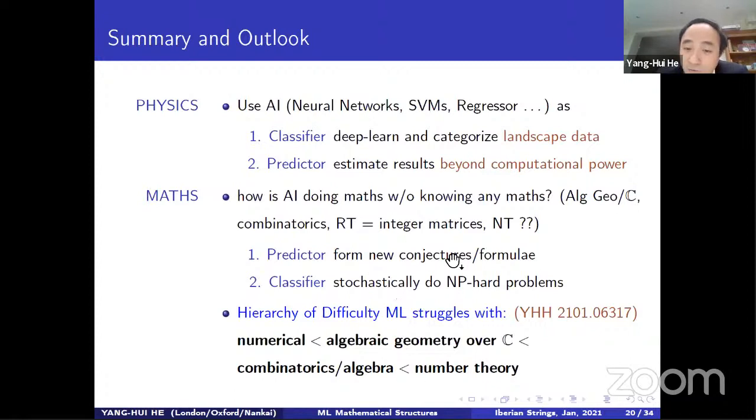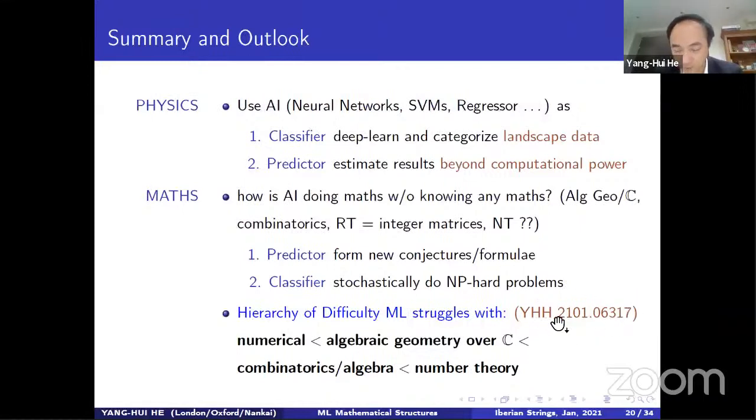But you can also form new conjectures. Once your neural network, especially in a supervised learning context, reaches 100% consistently, do you have a conjecture? Then try to prove it. And what's also interesting to me is that you get somewhat of a hierarchy of the difficulty of machine learning algorithms with different branches of math.